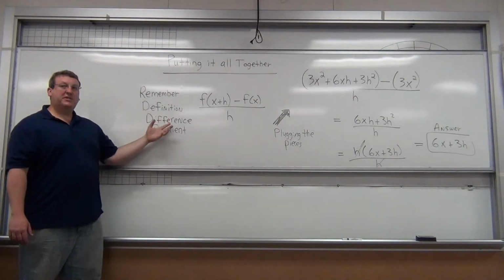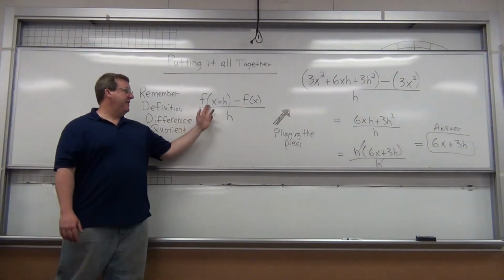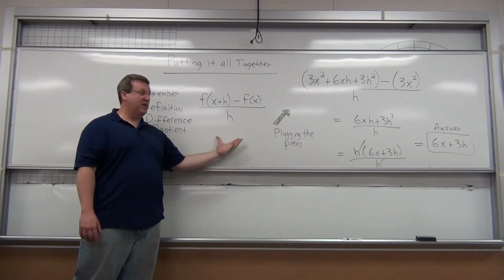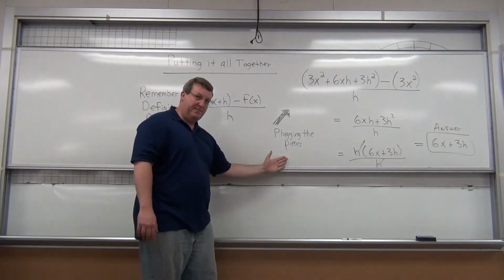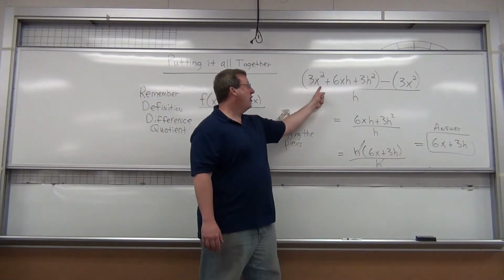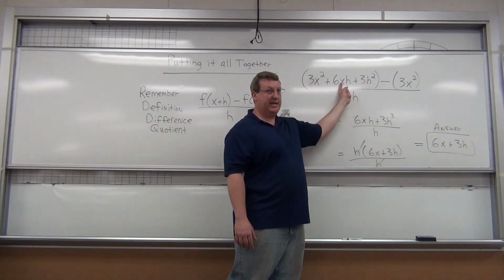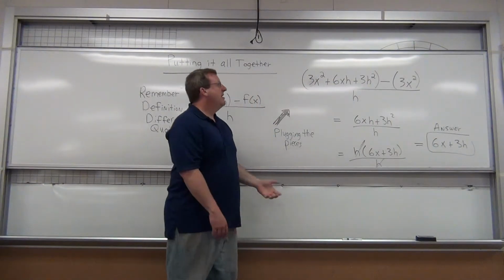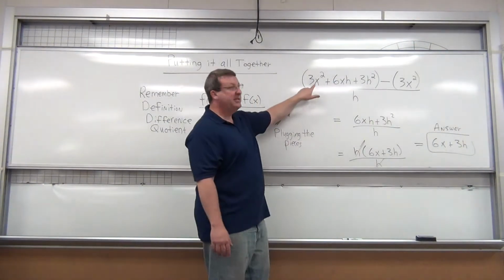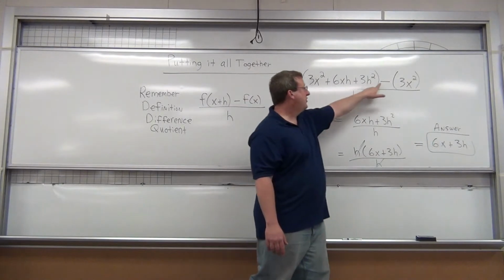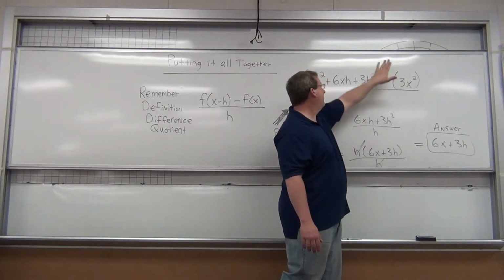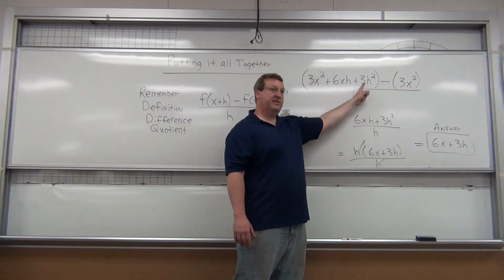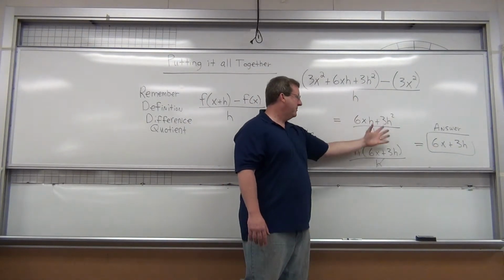Remember the definition of where we started with the difference quotient. It's f of x plus h minus f of x, divided by h. This is the difference quotient. This is what we're trying to solve for. We're going to plug in the pieces. This is the hard part that we had to calculate that we just did. The 3x squared and the h were given to us. Now let's just do the math. Do you see the 3x squared here? Subtract that 3x squared. They cancel out. What are you left with? 6xh plus 3h squared, divided by h.